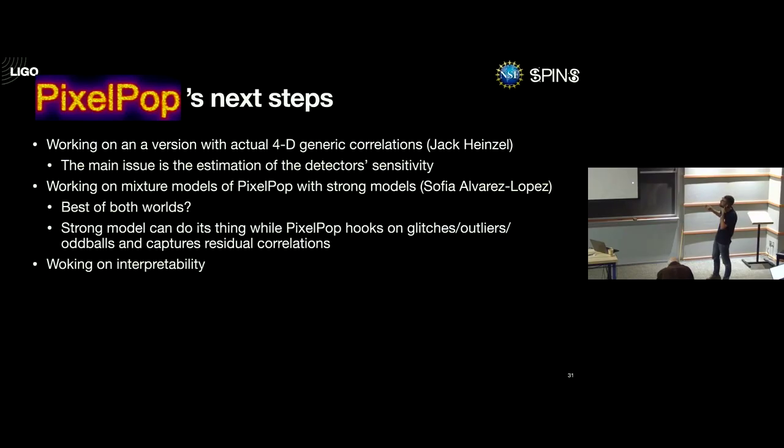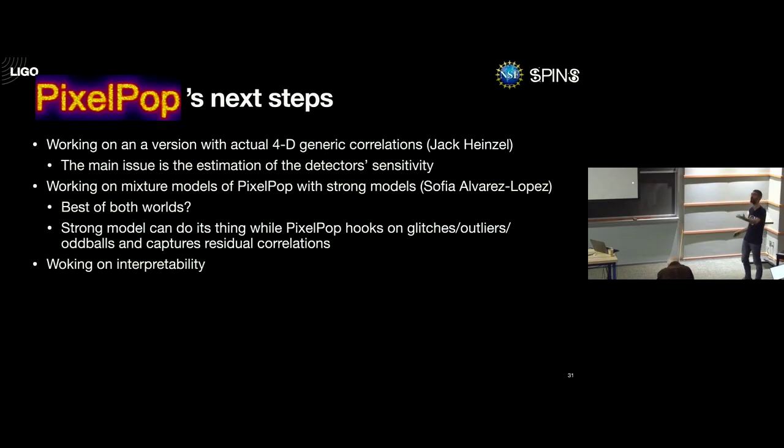Something I want to talk about for the next couple of minutes is something that we are working on: mixture models of Pixel Pop together with your strong model, which maybe can give us the best of both worlds. The idea is that the strong model can do its magic, like giving you power laws and peaks and slopes, and maybe Pixel Pop can do the dirty work of getting glitches or outliers or oddballs or the correlations that your strong model doesn't know about.